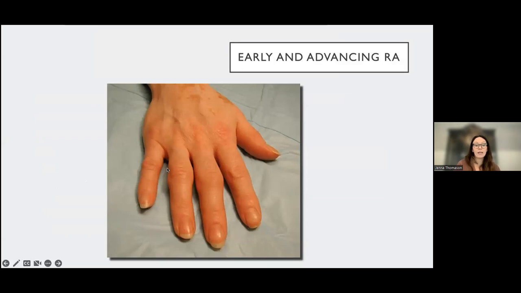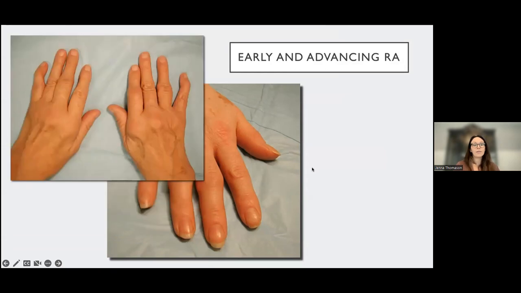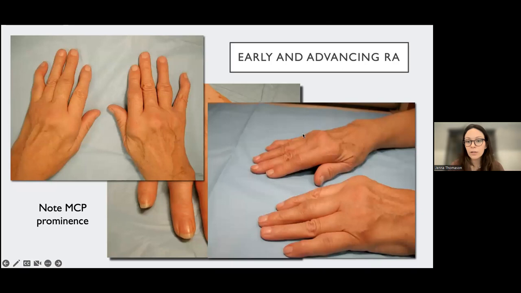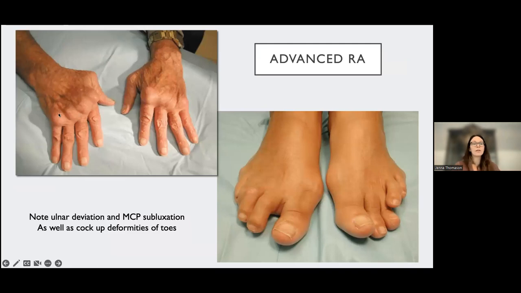So this is a patient with early rheumatoid arthritis. And you can see here that there's some fullness of the PIPs in this particular patient. MCPs actually look okay to me in this photo. This patient, however, has a lot of swelling in the MCPs as well. And then again, a lot of swelling here. And this patient may be developing some subluxation of these joints, which is an unfortunate consequence of rheumatoid arthritis. You can see in this patient, they have subluxation of their MCPs as well as some ulnar deviation.